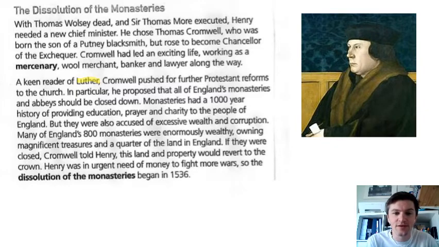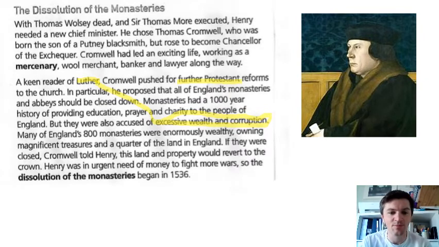Cromwell pushed for further Protestant reforms. In particular, he proposed that all of England's monasteries and abbeys should be closed down. Monasteries had a 1,000-year history of providing education, prayer and charity to the people of England, but they were also accused of excessive wealth and corruption. Remember, this was one of Luther's complaints about the Catholic Church.